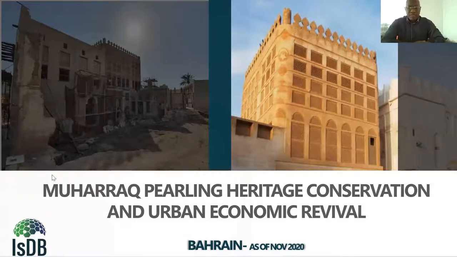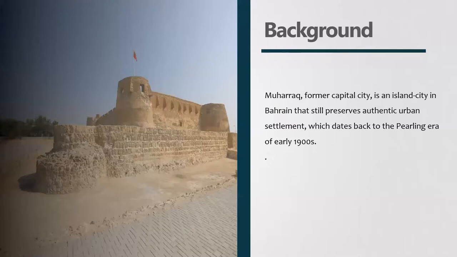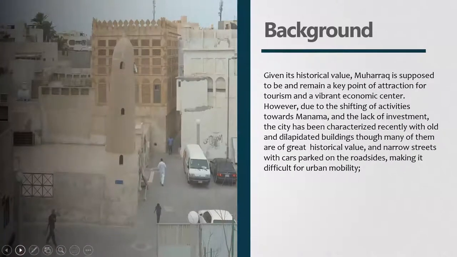So, to talk about the background, Muharraq, the former capital, is an island city in Bahrain that still preserves an authentic urban settlement which dates back to the Pearling era in the early 1900s. Given its historical value, Muharraq is supposed to remain a key point of attraction for tourism and a vibrant economic center. Now, due to the new city, Manama, and lack of investment, the city has recently been characterized by old and dilapidated buildings, though many of them are of great historic value, making it difficult for urban mobility.